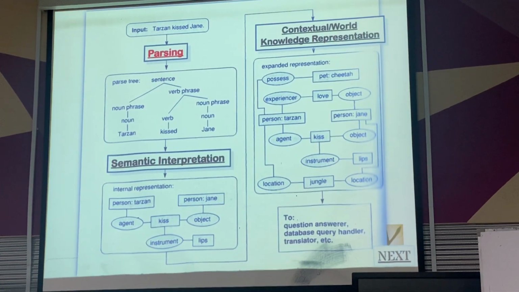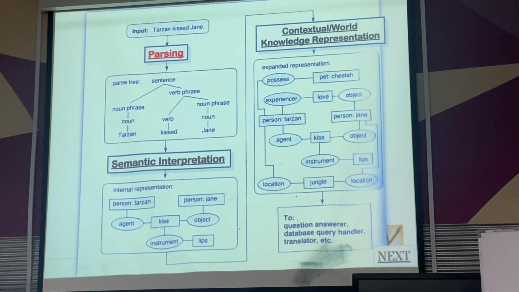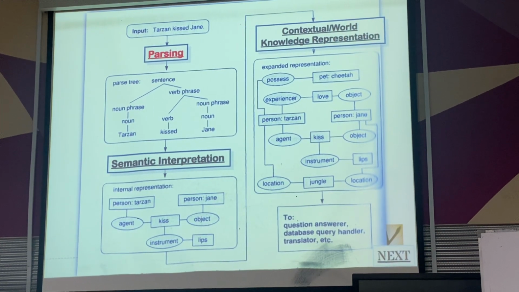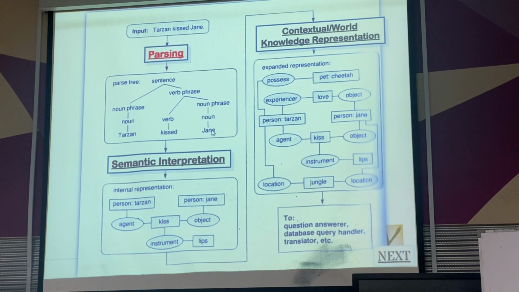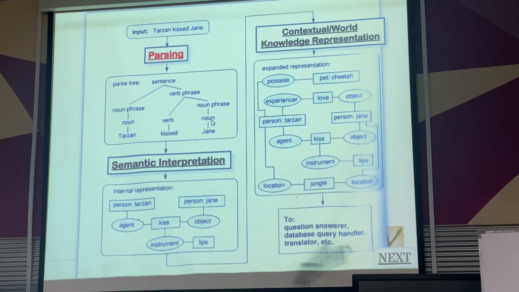Okay, so what is parsing? Parsing is a technique to find out the grammar of each of the words, and also to find out the relationship between each of the words. For example, in this case, "Tarzan kiss Jane." What is the relationship between Tarzan and kiss here? "Kiss Jane" is actually a verb with a noun.